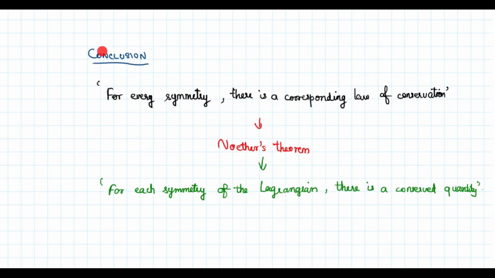So that's all about the symmetries and conservation laws. Actually, in this discussion, what we have seen is the connection between the symmetries and conservation laws. We have seen that for every symmetry, there is a corresponding law of conservation. This is the famous Noether's theorem. There are many versions for it. In a simpler way, it can be stated that for each symmetry of the Lagrangian, there is a conserved quantity, and this is exactly what we have learned in this session.